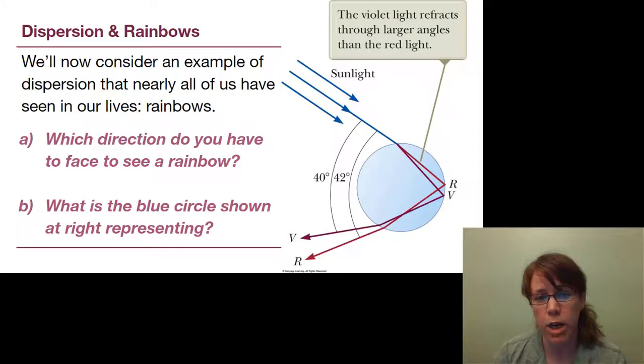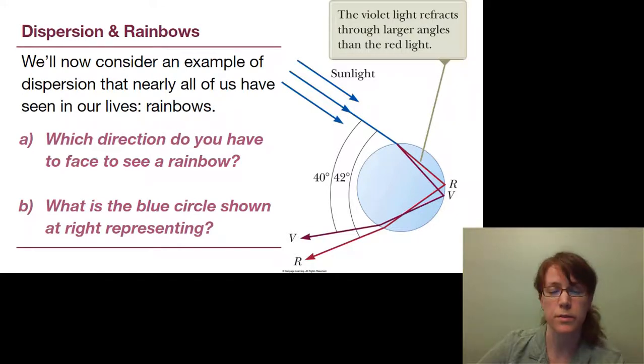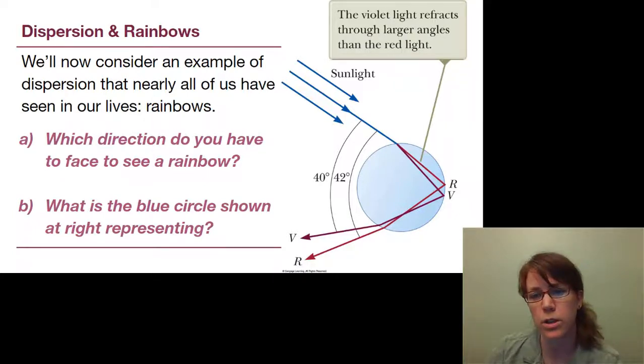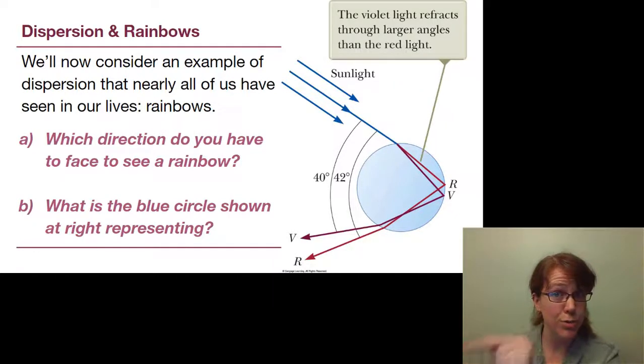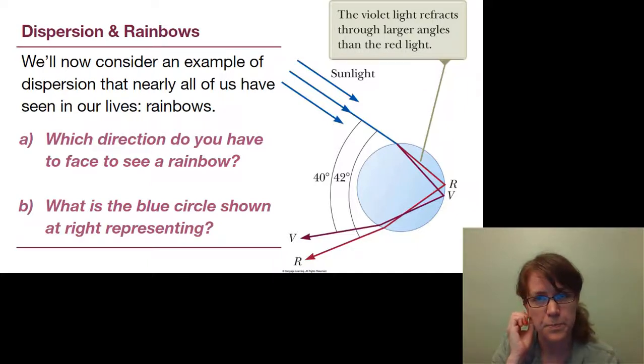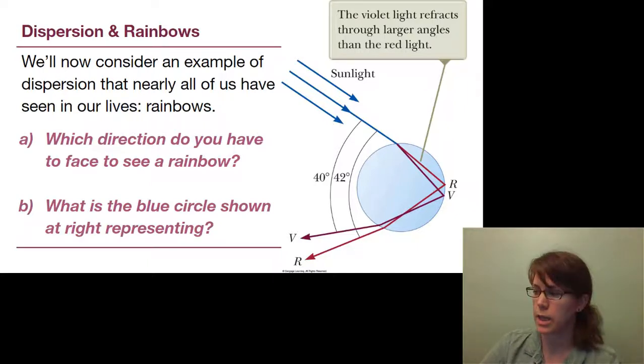So if we're in Grand Rapids and we want to look to see a rainbow, can we face any compass direction? I want you to think about that. So you can pause the video and think about it if you want to. And then for this particular diagram that we have here on the right, what is that blue circle trying to indicate for us? It's the thing that sunlight is refracting, then total internal reflecting, and then refracting back through. But what is that representing? Okay, so pause and think.